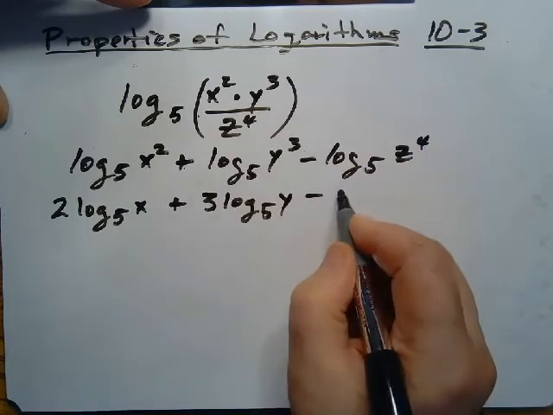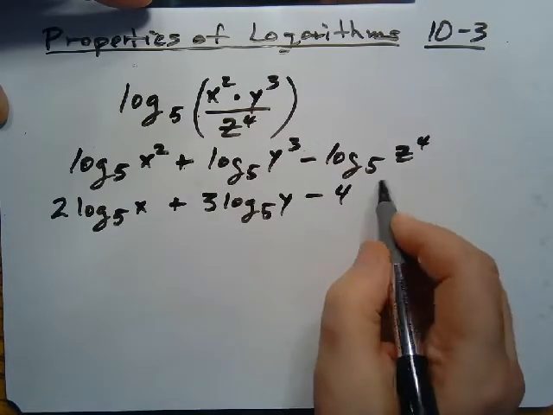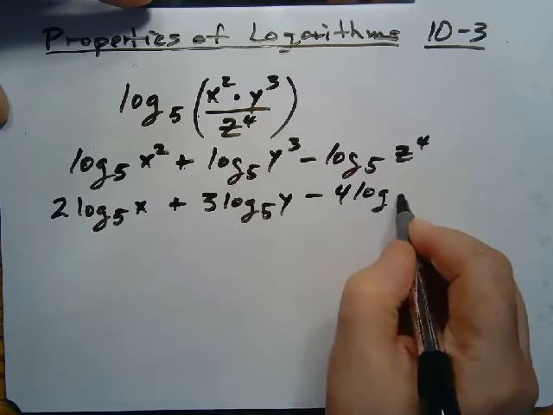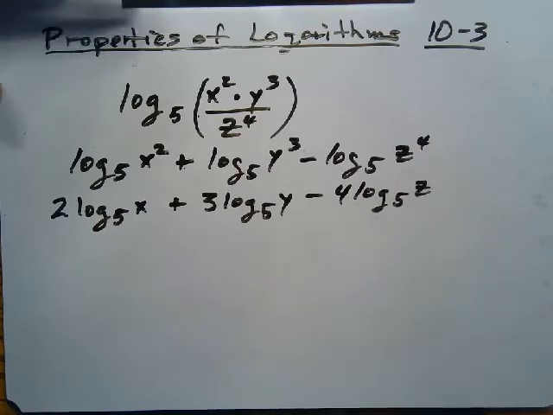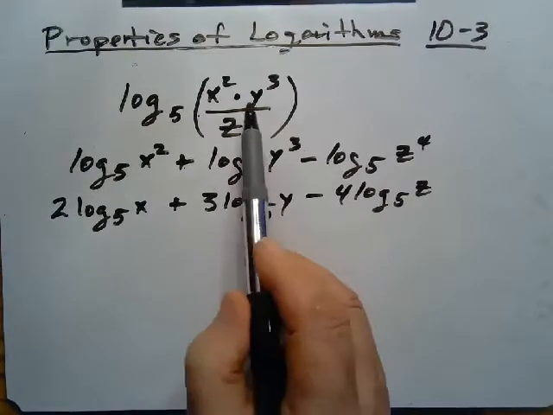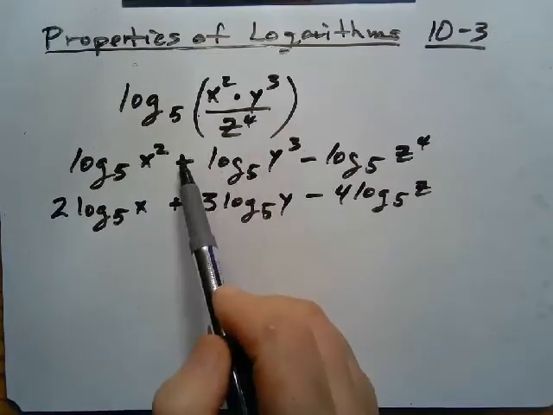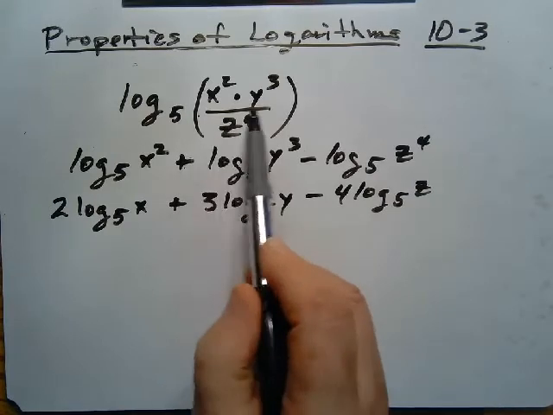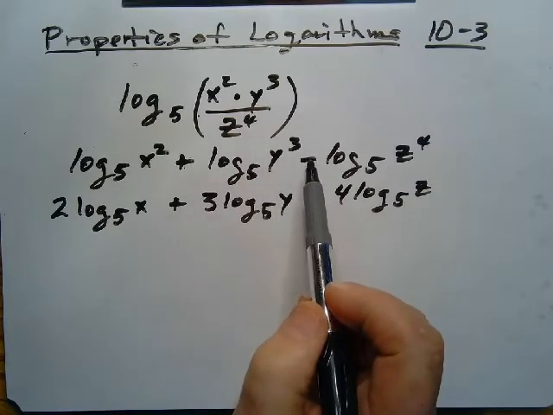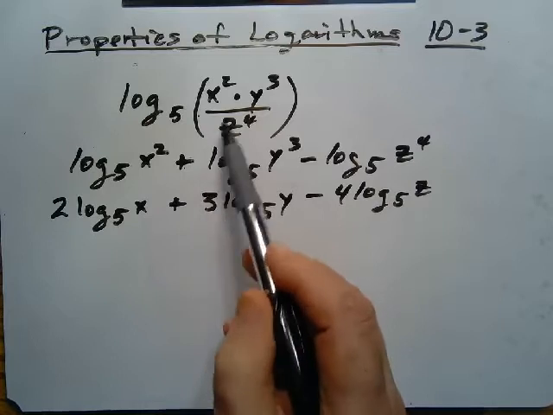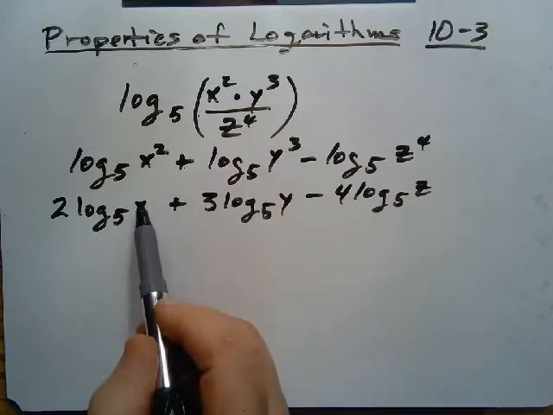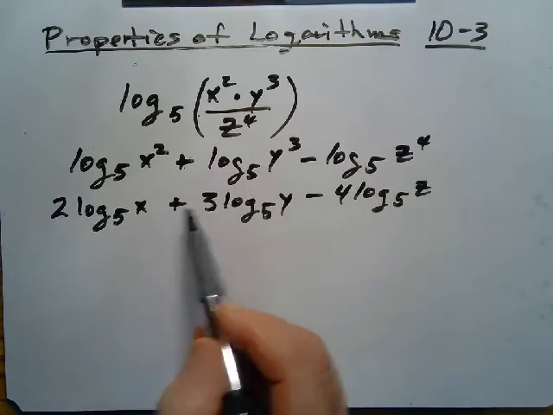Drag that 4 around to the front. Now it's negative 4 really, times log base 5 of z. Now take a good look at this. We've applied all 3 of the powers here. The request to multiply, we added the exponents. The request to divide, we subtracted the exponents. And the request to power, we put them around to the front to multiply them.